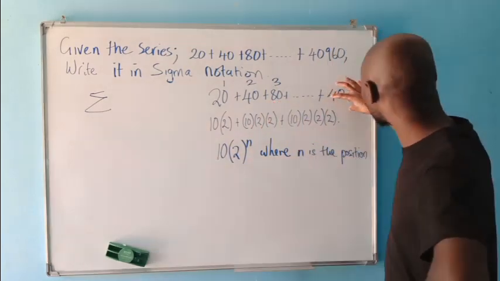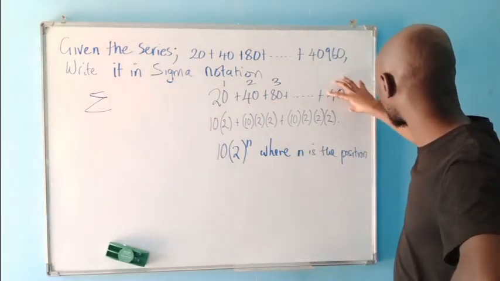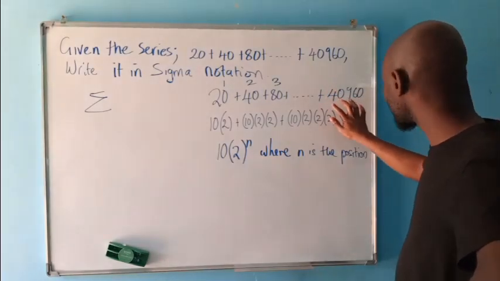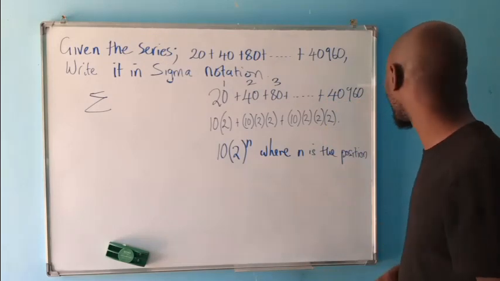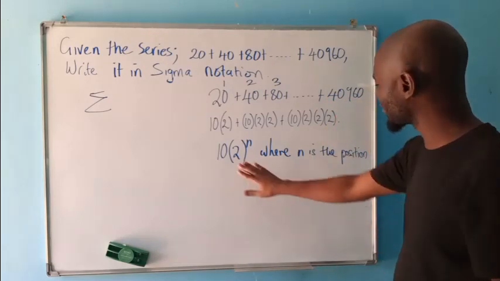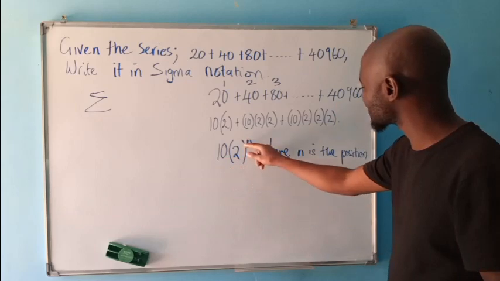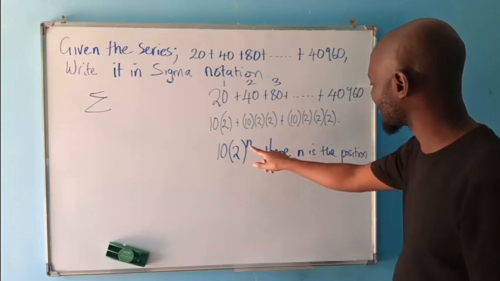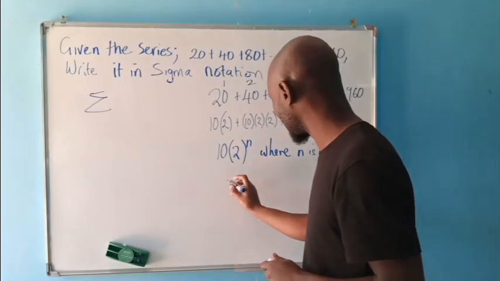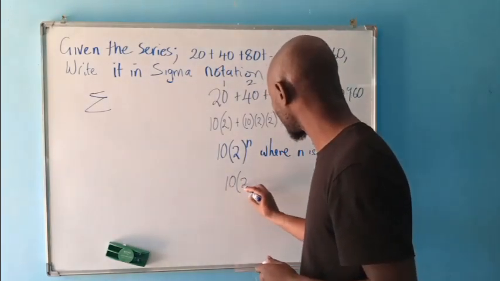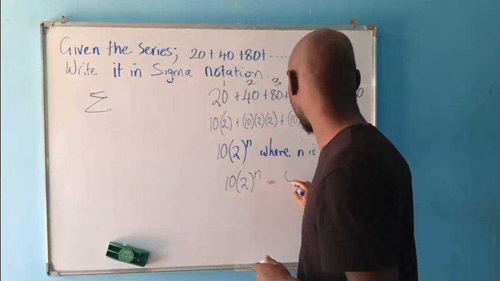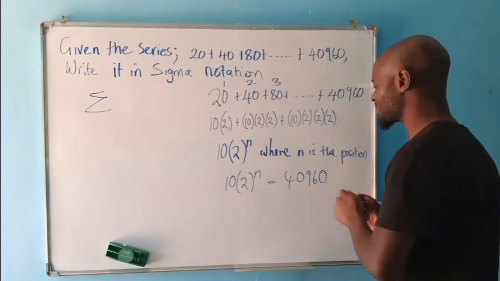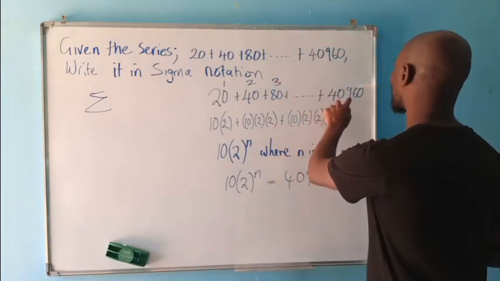So now, we don't know this position here. We don't know this term number. So we need to predict the term number here. If this is maybe term number 10 or term number what, we need to predict it. So we are going to use the same formula, but in this case, we know the term. What we don't know is the term number n. So we are going to say 10 multiplied by 2 to the power n is equal to 40960.